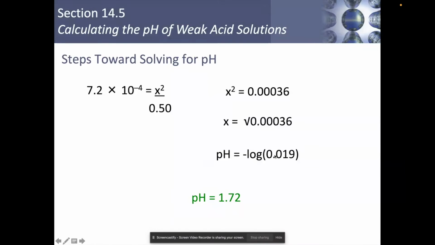All right, so just keep that in mind. That is our big trick that separates what we did in Chapter 13 from what we are doing, I guess, in Chapter 14.